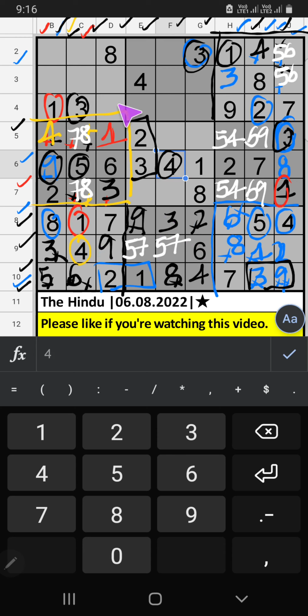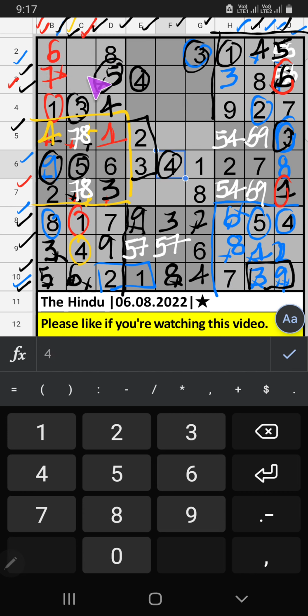Column D, 2 numbers are remaining, 4 and 5. 3rd row, we already have 4. So 4 can't come in the cell. 4 is confirmed here. Then 5 is here. 3rd row, we have 5. So 5 can't come in the cell. 5 is confirmed here. Then 6 is here. Column B, 2 numbers are remaining, 6 and 7. 3rd row, we already have 6. So 6 can't come in the cell. 6 is confirmed here. Then 7 is here.